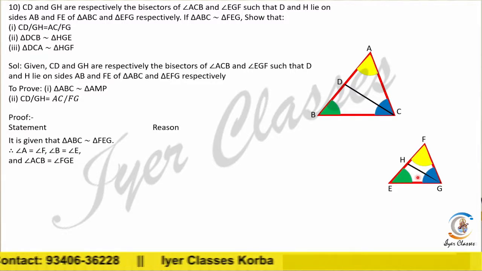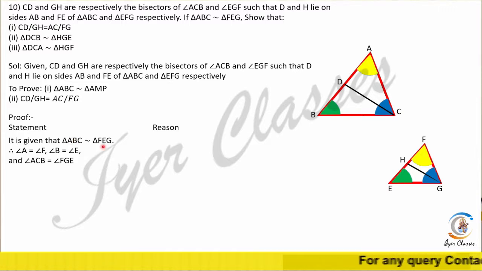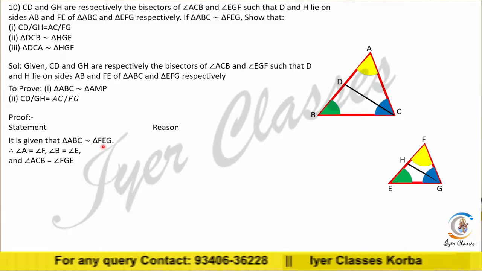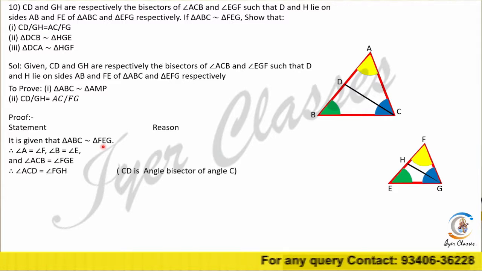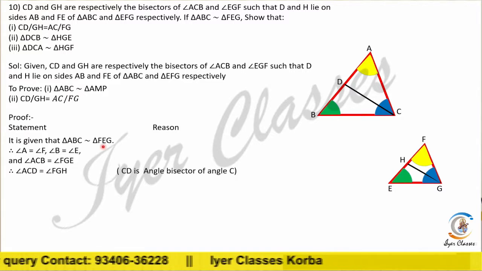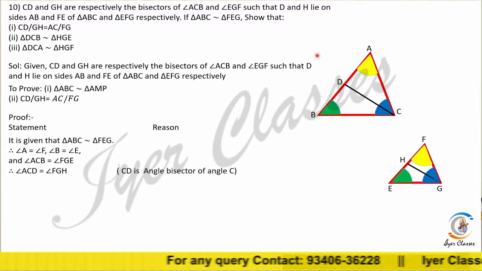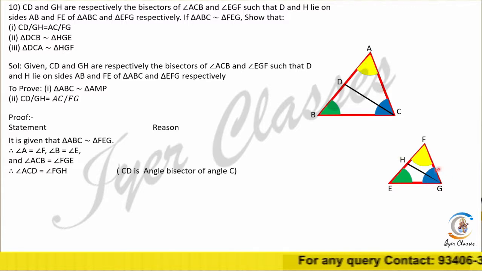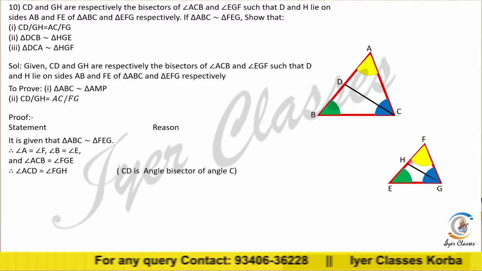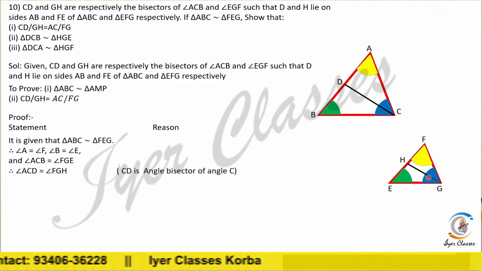That means the yellow angle is equal to the yellow angle, because we have written A first here and F first here, so they should be equal. The green angles B and E are equal, and the blue angles, that is angle C and angle G, are also equal, because it is given the two triangles are similar to each other. They are also given that the line CD is the angle bisector of angle C, so CD divides angle C into two equal parts. Similarly, GH is the bisector of angle G, which means this line also bisects angle G into two equal parts, right?